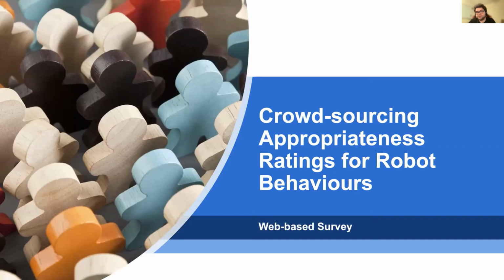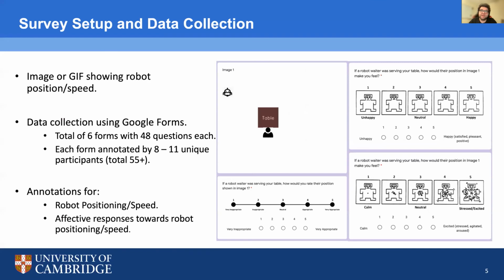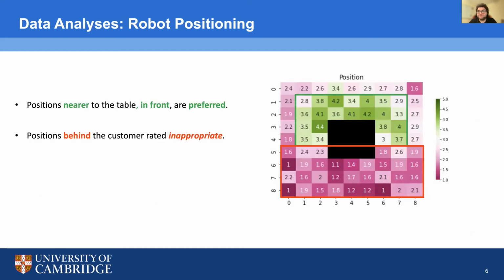So we use a crowdsourcing approach to gather appropriateness ratings, where we create images of the robot in different positions across the table and ask people to annotate how they felt about it, in terms of how appropriate they felt the robot positioning was, and also what they felt in terms of arousal and valence about the robot being in that position serving them. We also created GIFs of the robot moving into position to gather data on appropriateness of speed.